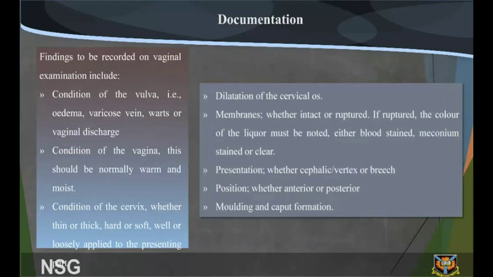Documentation. Findings to be recorded on vaginal examination include condition of the vulva, that is, edema, varicose vein, warts or vaginal discharge. Condition of the vagina. This should be normally warm and moist. Condition of the cervix, whether thick or thin, hard or soft, well or loosely applied to the presenting part. Dilatation of the cervical os. Membranes, whether intact or ruptured. If ruptured, the color of the liquid must be noted, either blood-stained, meconium-stained, or clear.